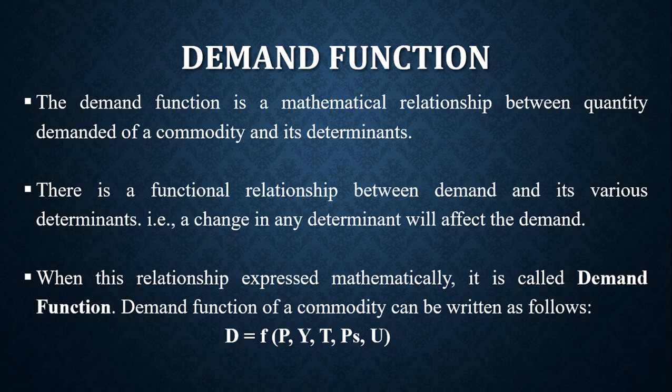A demand function of a commodity can be written as follows. D = f(P, Y, T, PS, U). Mathematically, it is written this way. D is a function of P, which is the price of the commodity, Y, which is income. All these represent something that determines demand, and we will mention all the determinants of demand for you to well appreciate.